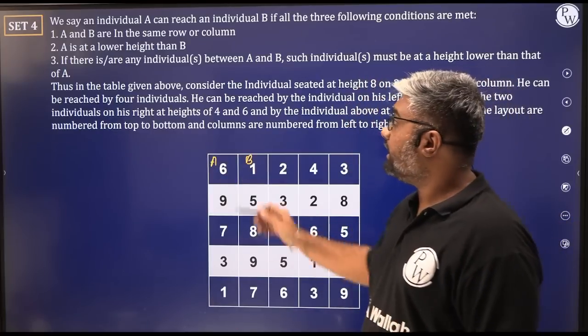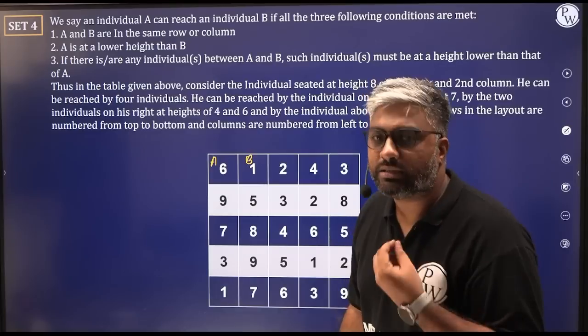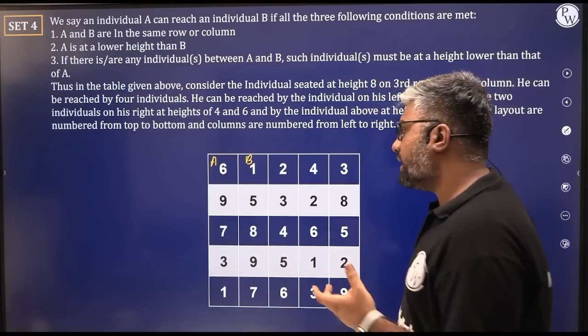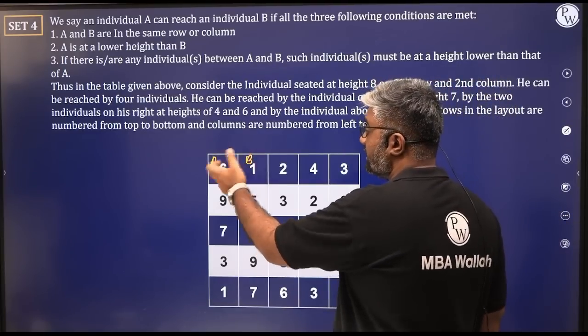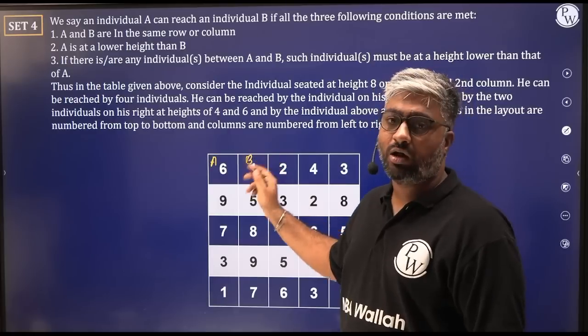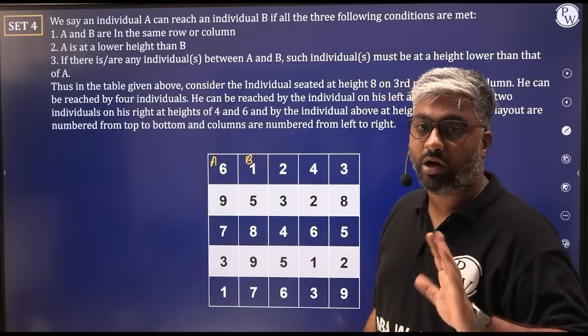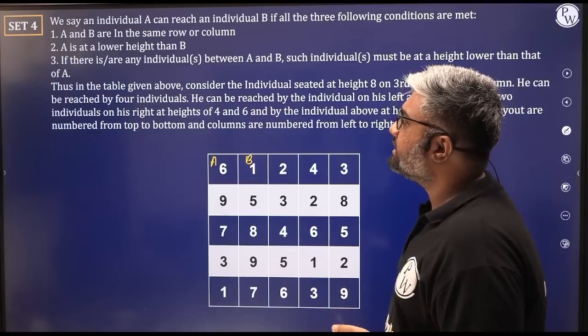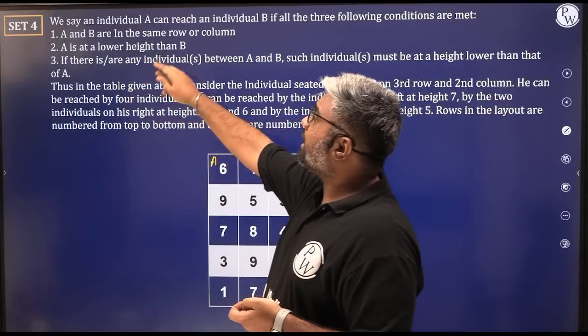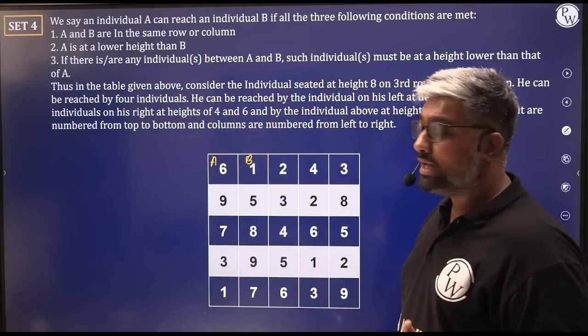ठीक है, so technically according to the first condition, it is okay that we can move ahead with the linking of this, right? But ये जरूरी नहीं है कि अगर एक ही रो या कॉलम है तो definitely reachable होंगे, not necessary, right? What is the second condition saying? A is at a lower height than B. A should be at a lower height than B, right?